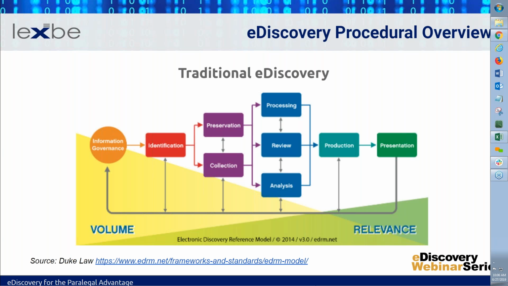So from the initial creation of the electronically stored information and through the end of the case, through its final disposition, it all can be, like I said, just a smoother process when you understand this first step of information governance. You're identifying the potential sources of ESI.